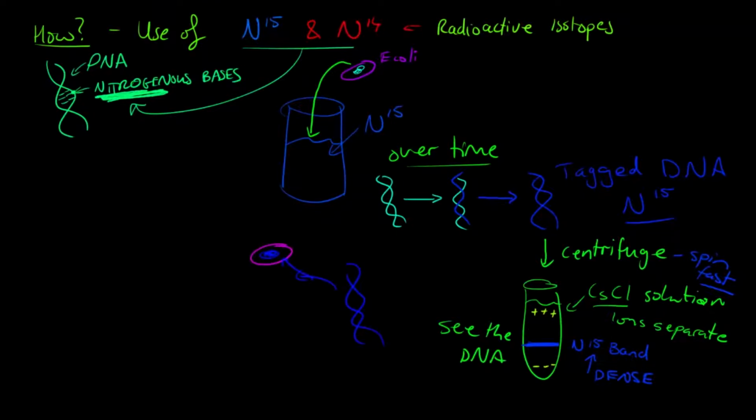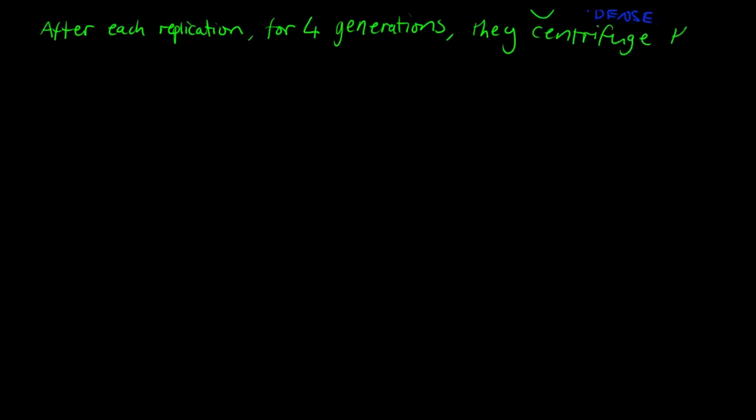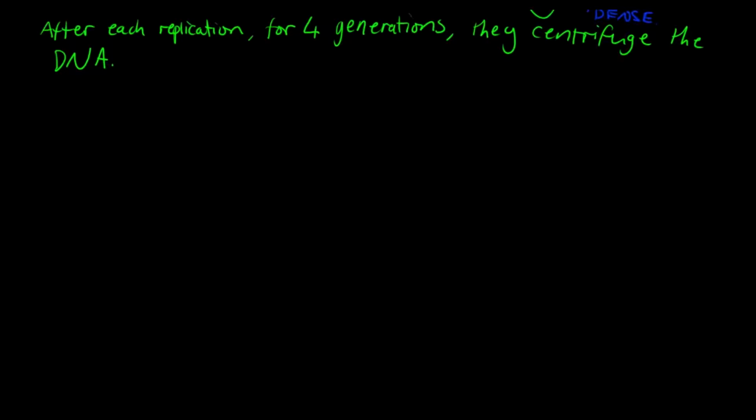Then they get that DNA, they put it back into the E. coli population, and then they put that back into a nitrogen-14 solution instead, and allowed it to replicate. After each replication cycle, for 4 generations, they centrifuged it, allowing them to see how the DNA changed. So I'm going to show you what they did. I apologize, it's going to take some time for me to explain this and show you the results. So I'll just draw a diagram that's similar to what's in the book.